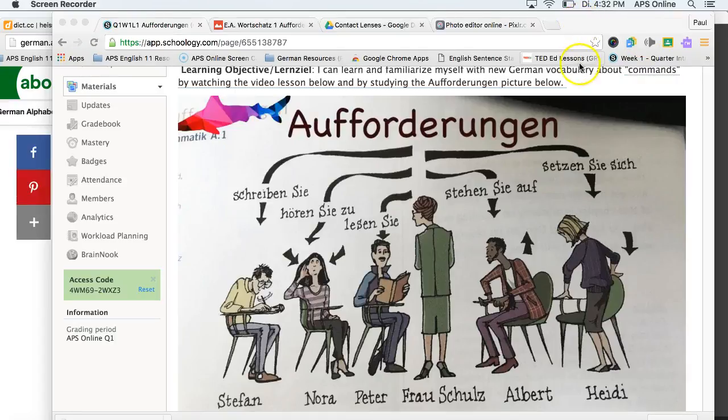Also, willkommen im Lektion 1. Welcome to lesson 1. Aufforderungen. So the word Aufforderungen means commands.